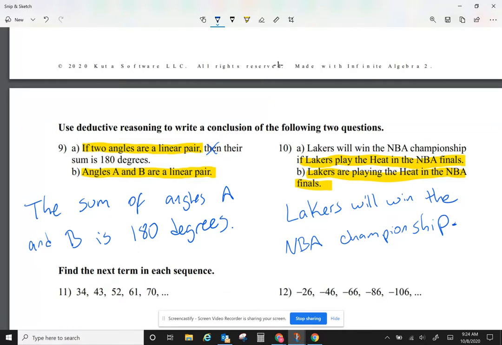Keep it with the same wording that I have on the questions. Remember how here it says Lakers will win the NBA championship? Do write Lakers will win the NBA championship. Don't write Lakers will be the winners of the NBA championship. Don't change the wording. I know the meaning is the same. Keep it with the same words that I have in there.